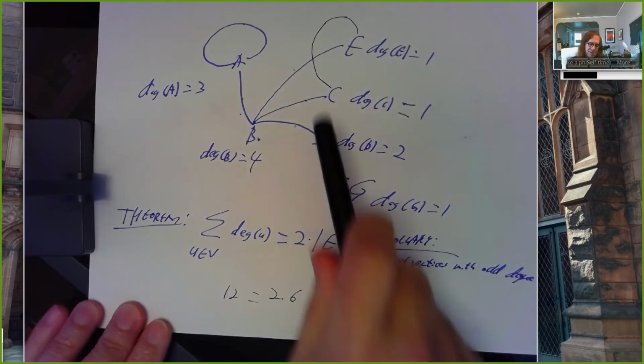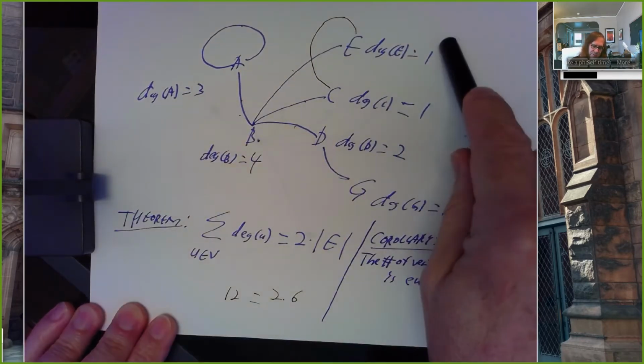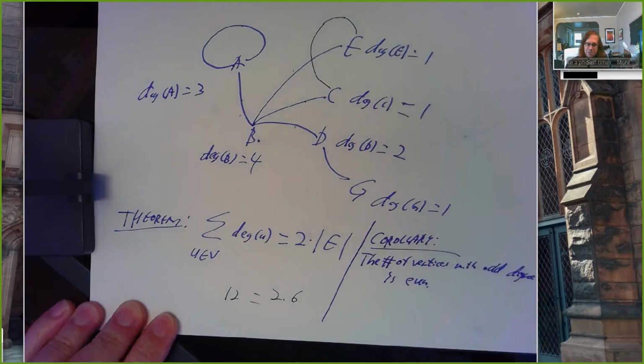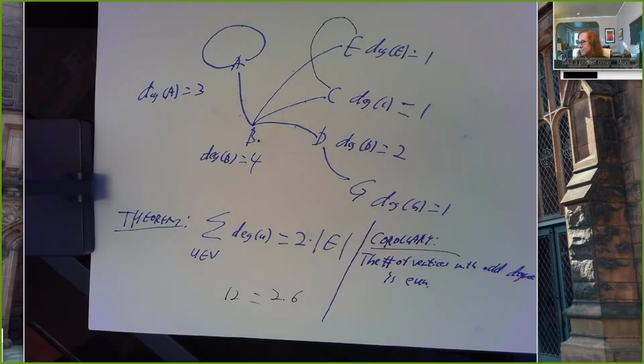So how many vertices here had odd degree? 1, 2, 3, 4. 4 is an even number. This corollary says we can't have an undirected graph like this where, for example, 5 vertices had odd degree, or 3 vertices had odd degree. It's always got to be an even number. Why is that? Why would we only be able to have an even number of vertices with odd degree?